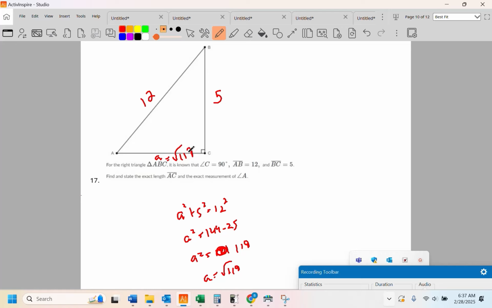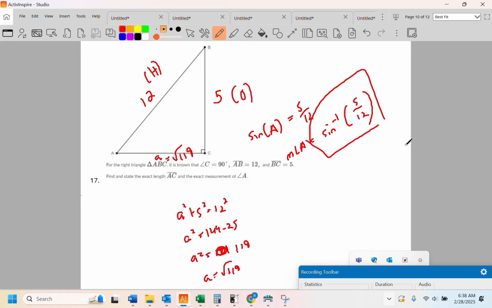Now, how do you find the measure of angle A? You do that with trig. It's a right triangle, I would go here and here. The sine of angle A is 5/12. So the exact measurement of angle A is the arc sine of 5/12. Not pushing buttons, because again, you're not supposed to. That is the measure of angle A, the arc sine or the inverse sine.